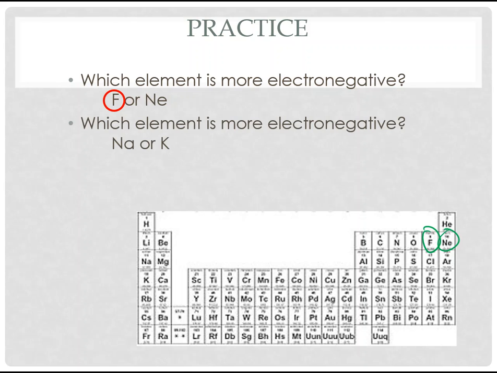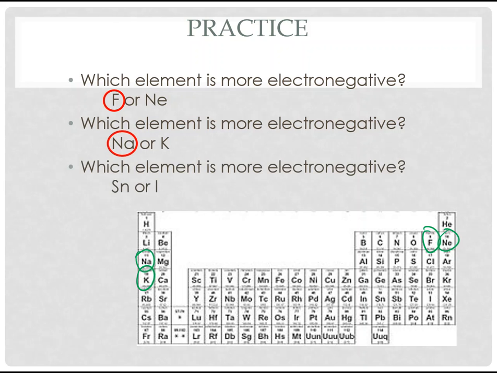Which element is more electronegative, sodium or potassium? Here's sodium, here's potassium. Taking a look there. Which one's more electronegative? Sodium, very good. It goes up and to the right. Yeah, it increases. Very good. Which is more electronegative, tin or iodine? So here's tin. Here's iodine, down there in the same row. Definitely iodine. Good. Exactly right. You're getting the trend here.